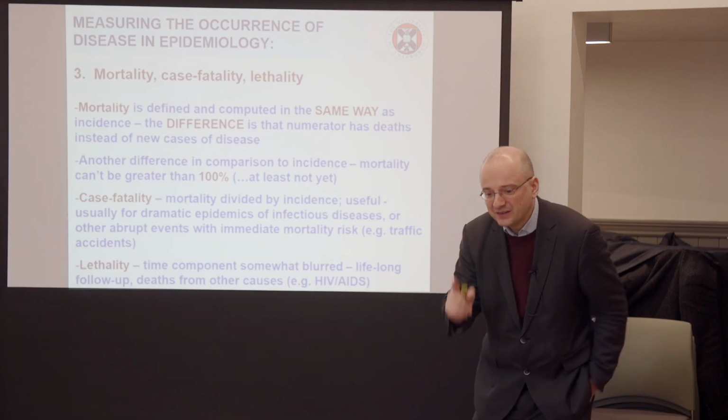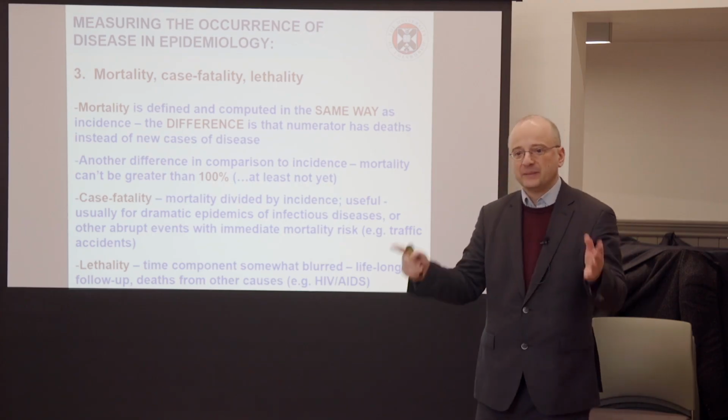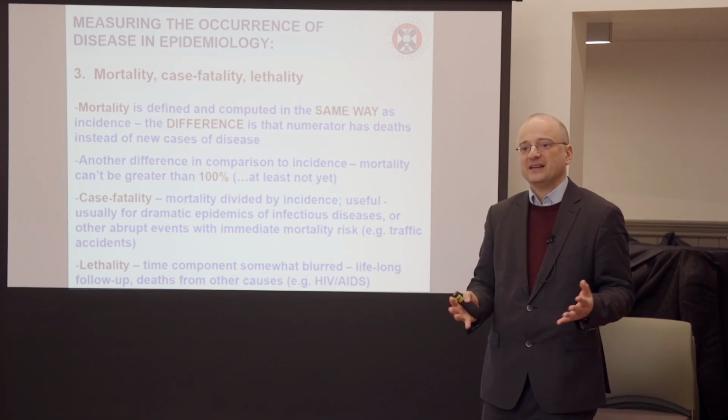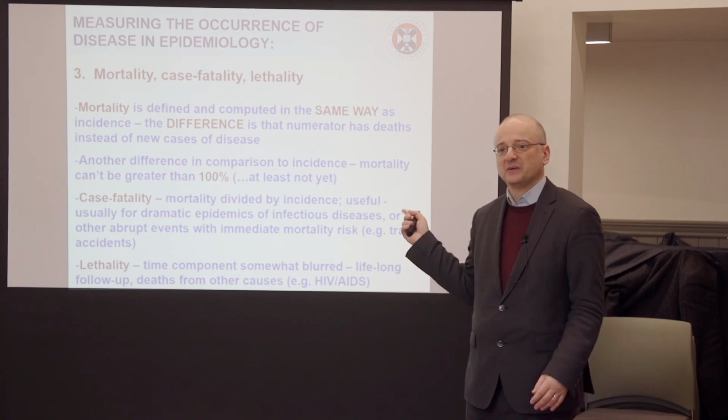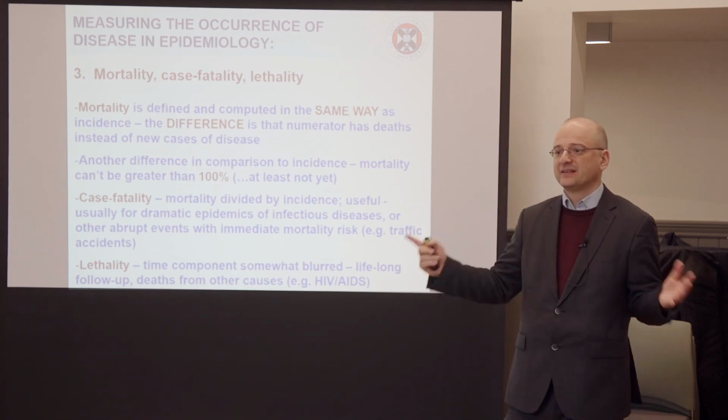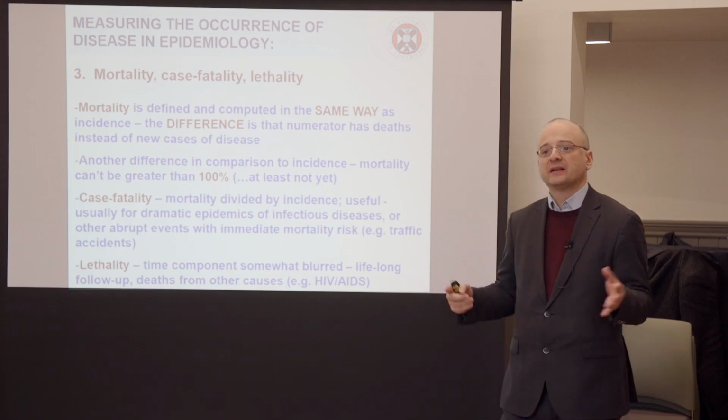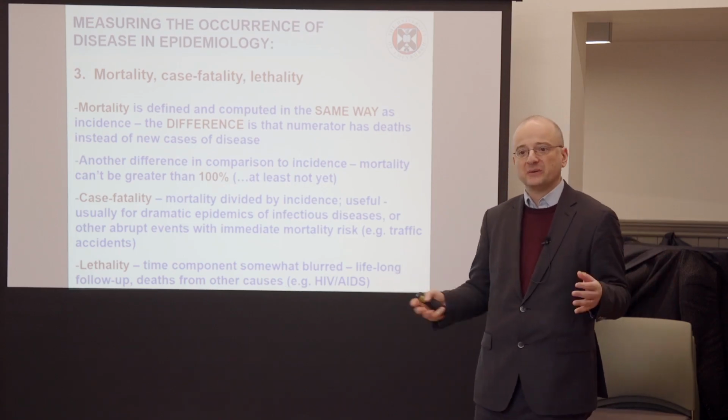But remember, this is not because it's limited by like a pie chart. No, this is only because you can only die once, whereas in incidence you can have disease several times over a period of time, whereas you can only die once.